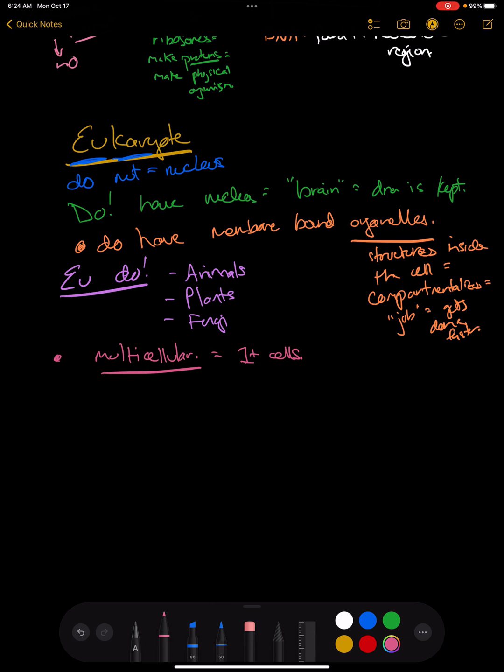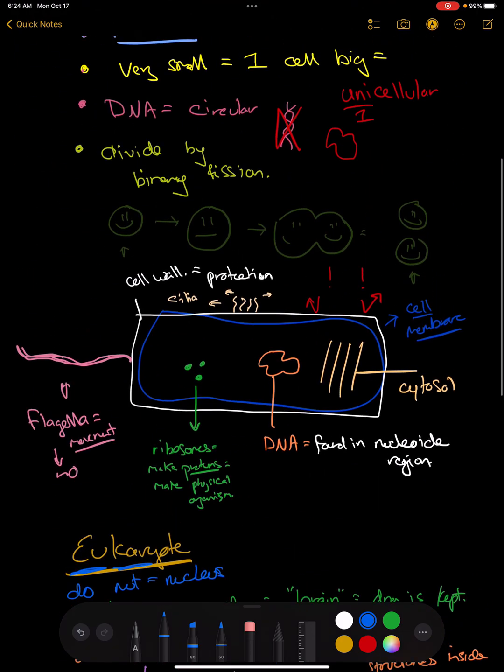And then to note about our DNA, say our DNA is not circular, it's linear. That's where we get this double helix. That's where we get the double helix structure. What else did we cover?